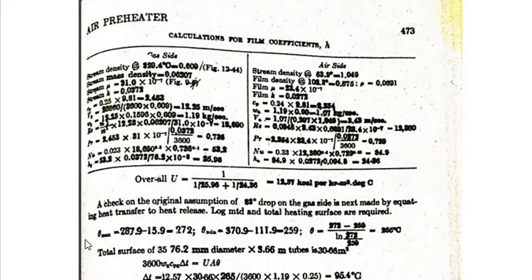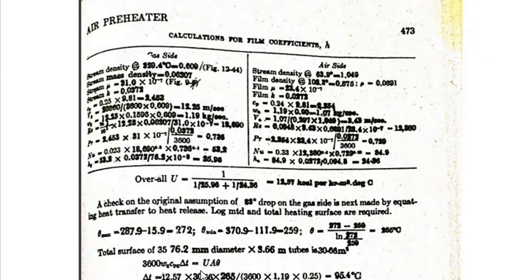So theta max, theta minimum. This is how to solve the theta max, the theta minimum, and the theta. So total surface of 33, 76.2 millimeters diameter times 3.66 meters cube is 30 to 66 meters squared.